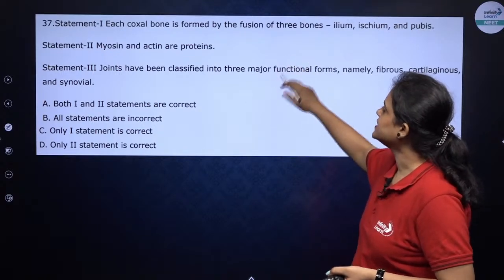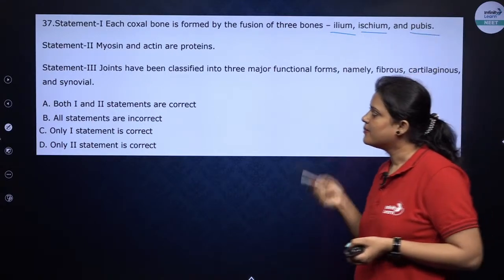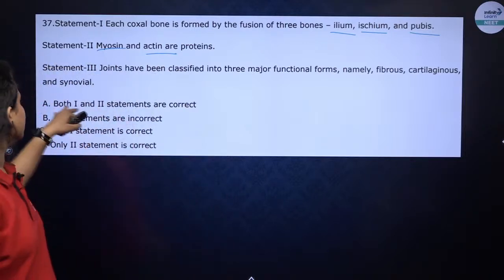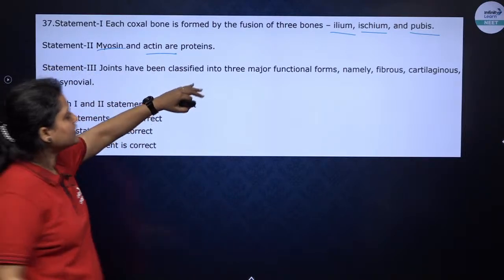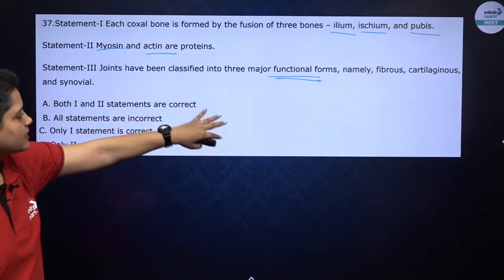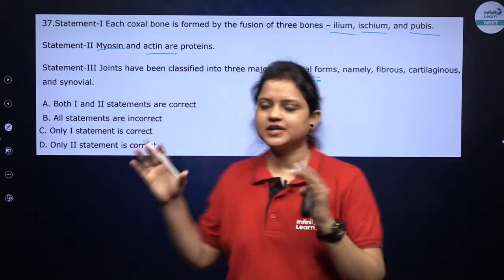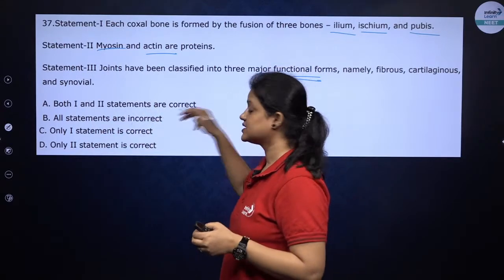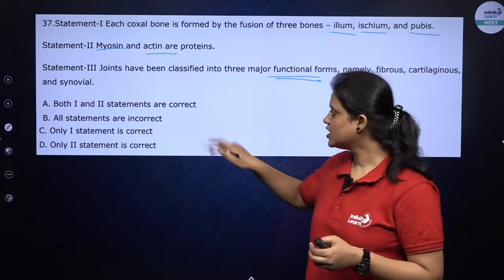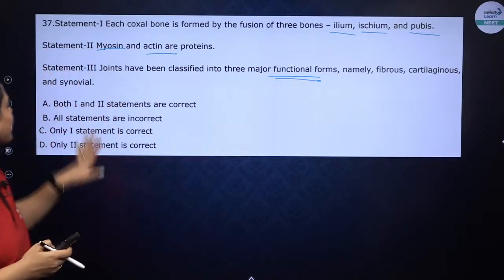Each coxal bone is formed by the fusion of 3 bones, ilium, ischium and pubis. Myosin and actin are proteins present in the muscles. Joints have been classified into 3 major functional forms, पे ध्यान दो. फाइब्रस, कार्टिलेजिनस एंड साइनोवियल. तीनों स्टेटमेंट पढ़ो और बताओ व्हाट विल बी द करेक्ट ऑप्शन. बोथ 1 and 2 स्टेटमेंट्स आर करेक्ट, ऑल स्टेटमेंट्स आर इनकरेक्ट, ओनली 1 स्टेटमेंट इज करेक्ट और ओनली 2 स्टेटमेंट इज करेक्ट. फटाफट बता दो क्या होगा करेक्ट ऑप्शन.